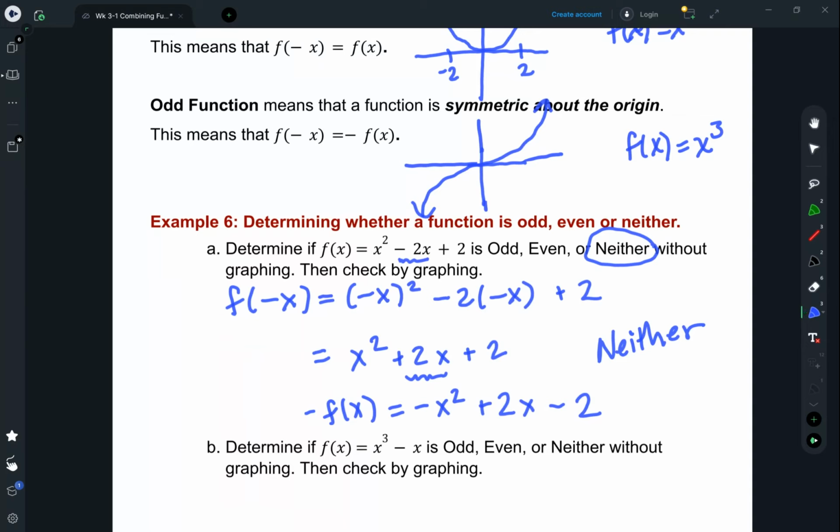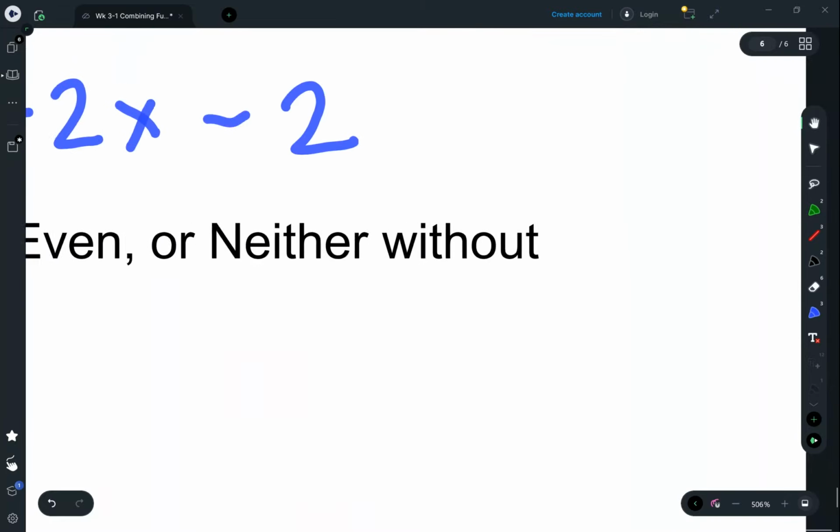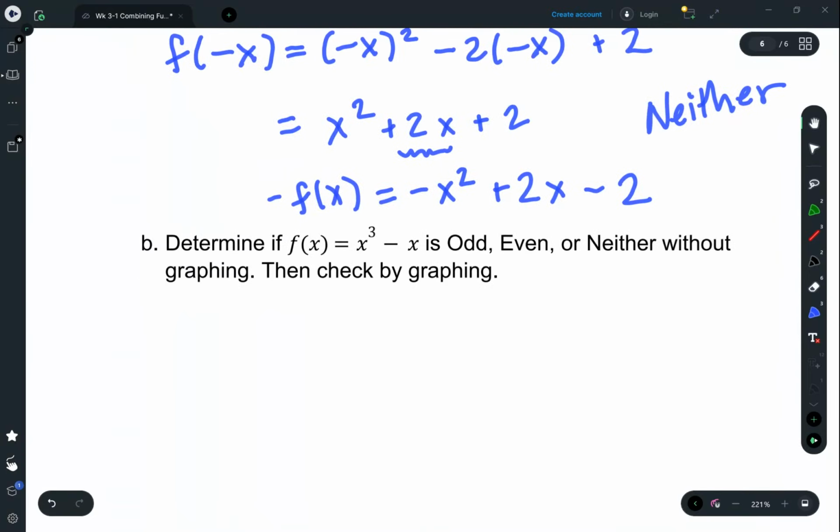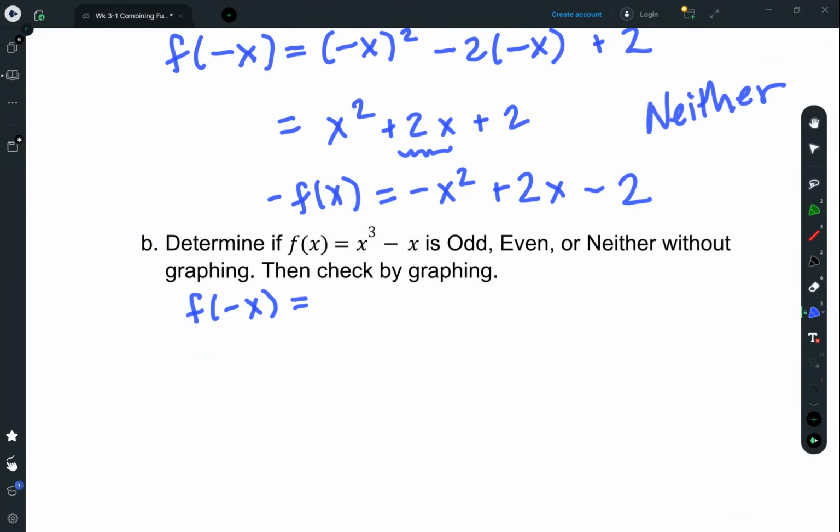Let's try the next one. Let's check to see if x cubed minus x is odd, even, or neither. And again, the way you check this is you just look at f of minus x. So you compose minus x with the original function. So everywhere I see an x, now I put minus x. Minus x, quantity cubed, minus minus x.